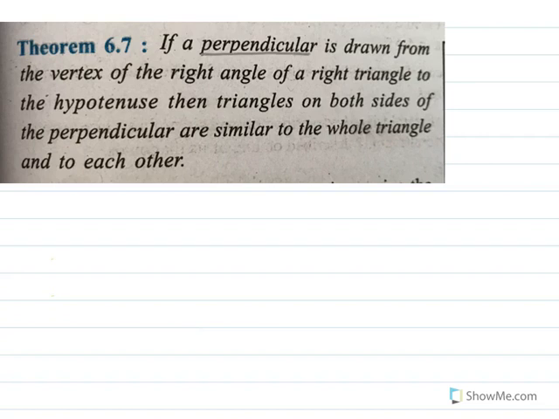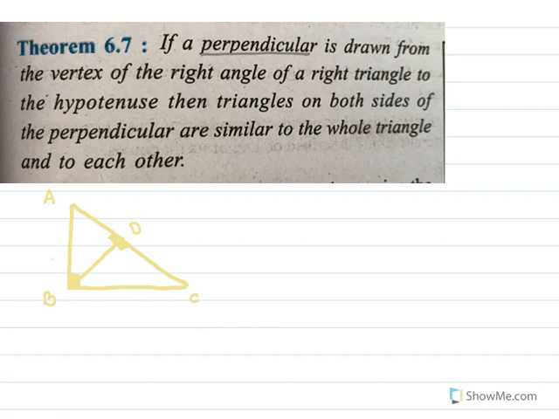If a perpendicular is drawn from the vertex of a right angle of a right triangle to the hypotenuse, so here's a right triangle with 90 degrees at B, and they say we are drawing a perpendicular on the hypotenuse. So I'm drawing a perpendicular on the hypotenuse. I call the perpendicular D.